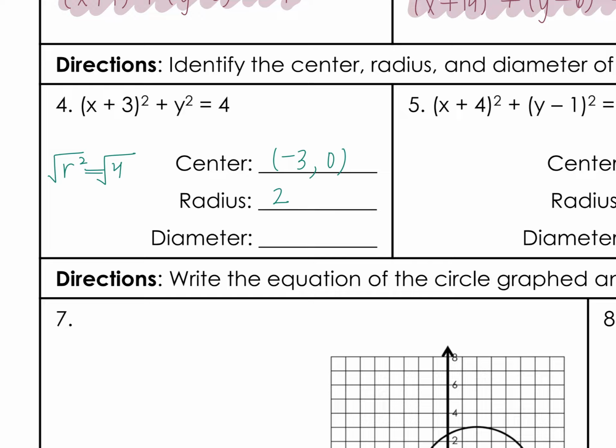And then I'm just going to multiply by 2 to find my diameter. And that's going to give me 4.